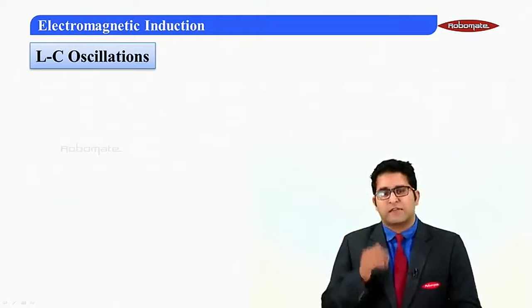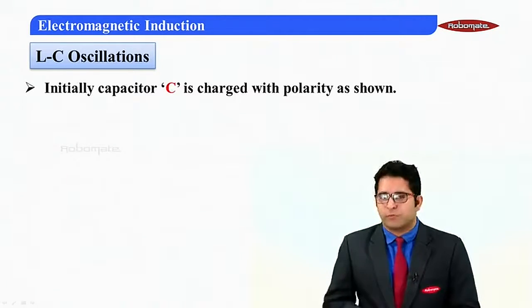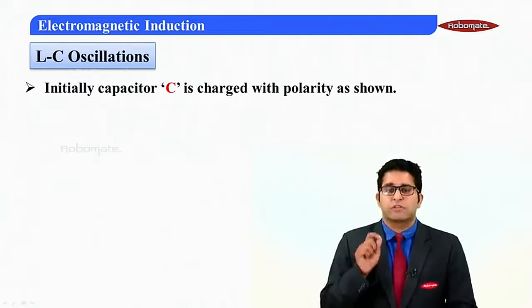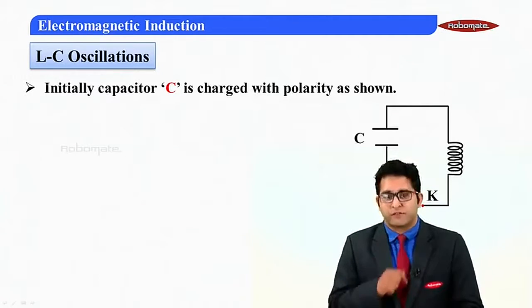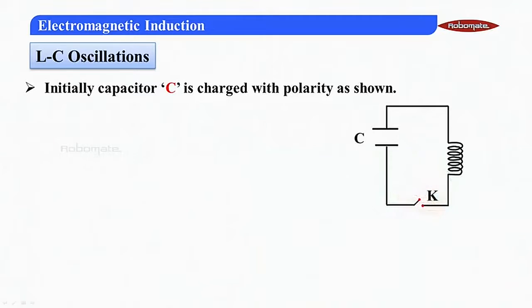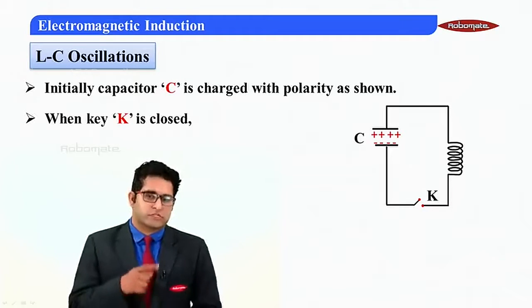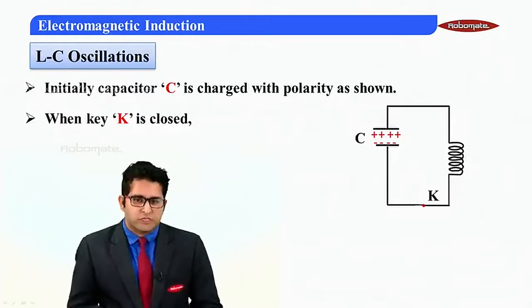Now let's say we are having a situation in which the key is open and the capacitor is charged with the polarity which is shown in this particular figure. In this particular case, the upper plate is positive and the lower plate is negative, and still the key is open. Now let's say I am closing the key right now, or I can say when key K is closed. See the diagram carefully. We are closing the key.